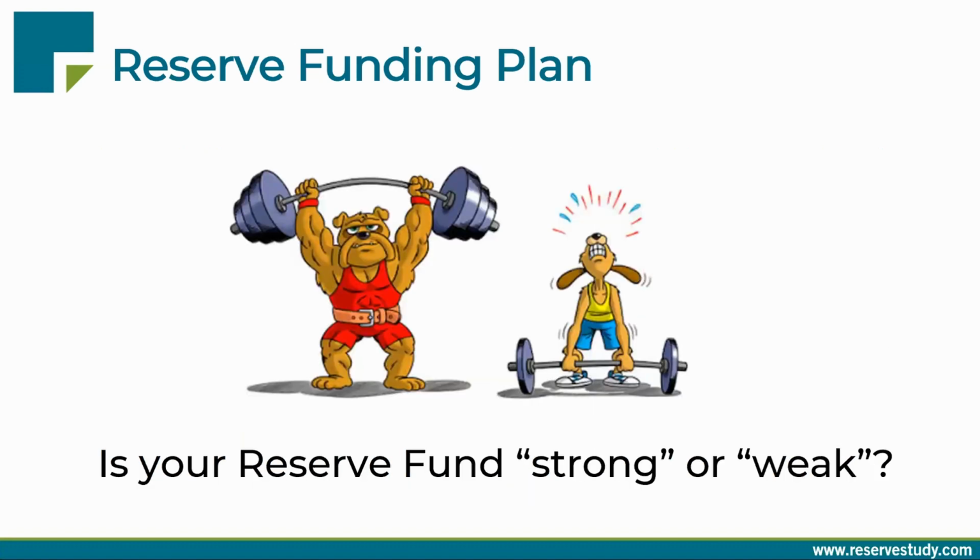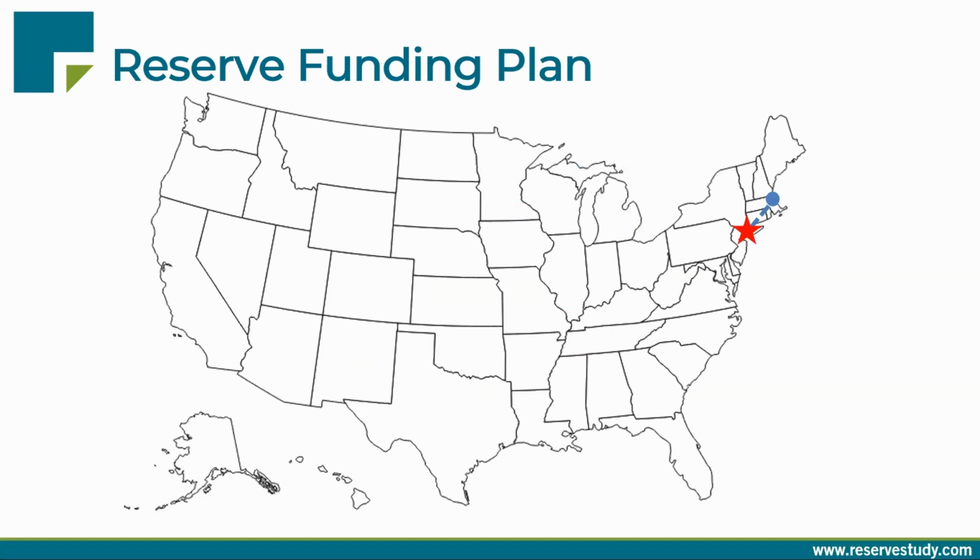And just like with components, I'll briefly address the effect of your starting reserve fund strength. Reserve fund strength is your starting point. So today is Wednesday. If you need to drive to New York City by the end of the week, the Red Star, it would be nice to start somewhere close, like the Blue Dot in Boston. It's a bit more of a challenge if you're starting from somewhere a bit farther away, like Myrtle Beach. Now you realize the farther away you are, the more you have to plan ahead.